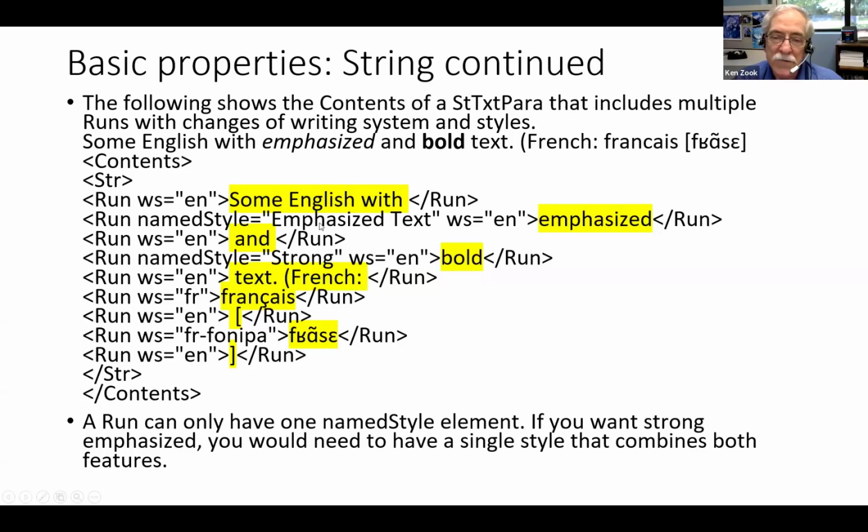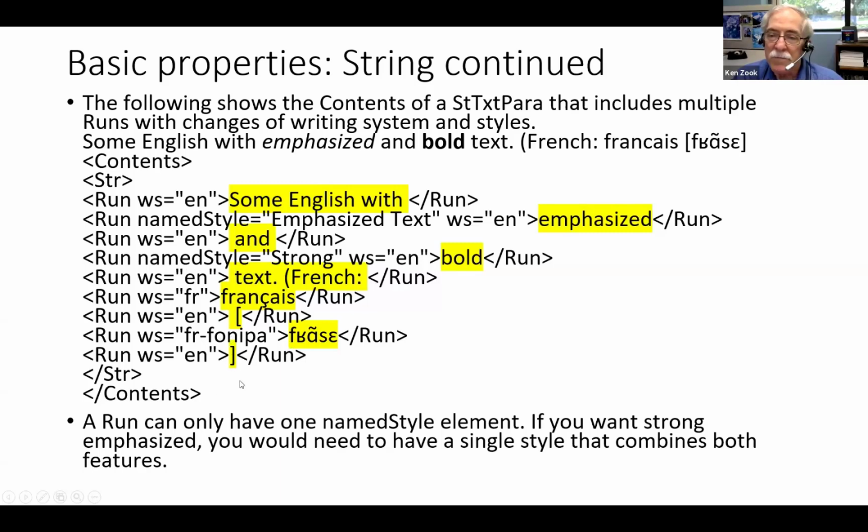And then for the emphasized one that we want to have in italics, we use a named style called Emphasized Text. Then we go back to just plain English again for the "and." Then we have a Strong style to get the bold part. And then we go back to English again for some more text. And then for French, we switch the writing system to French, and then back again to English, and then French IPA, and then back to English again.